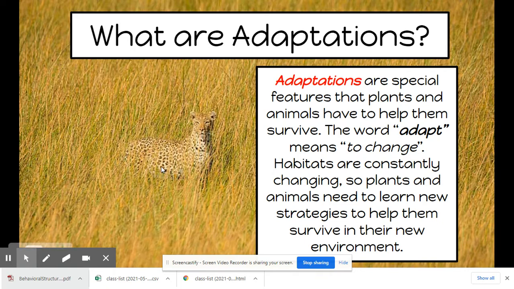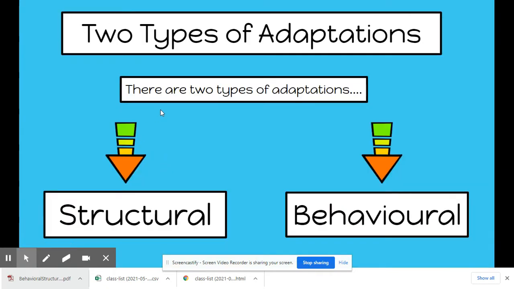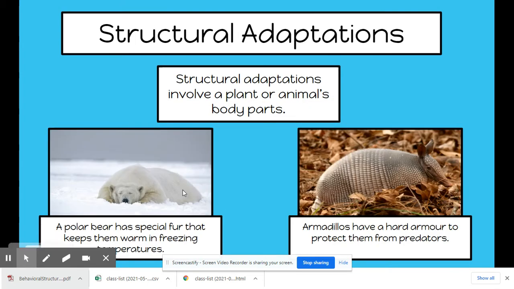It means to change. There's two types of big adaptations. The one is called structural, then we have behavioral. Think about the word behavior, it's how you're acting, right? Structural, think about a house. The structure is how it's built, how it's made, okay?